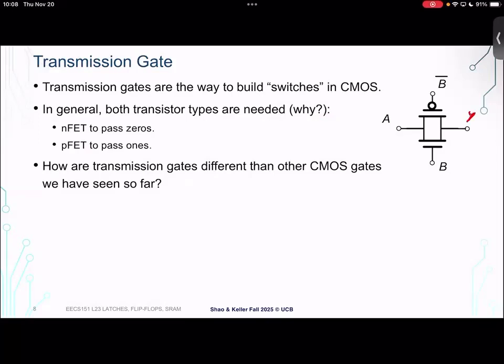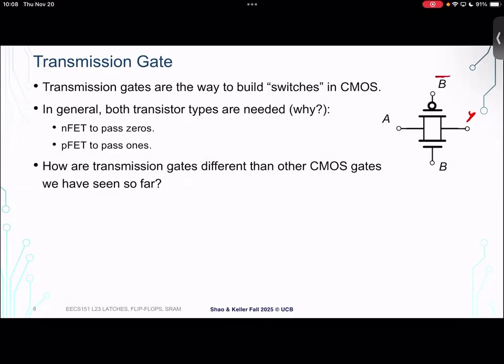So let's think about the functionality. If B is 1, then is the NMOS on or off? If B is 1, the NMOS is on. And if B is 1, is the PMOS on or off? Careful. This is B bar, right? We're passing the opposite of B. So this is a 0 driving the PMOS. So is the PMOS on or off?